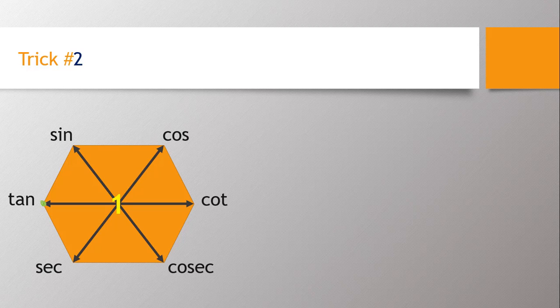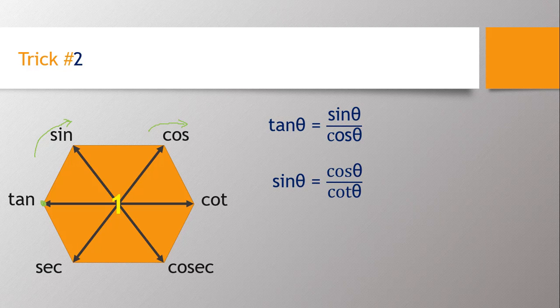Now it's time to learn other trigonometric identities. Going in clockwise direction and starting with tan, we get the identity tan theta is equal to sin theta over cos theta. That is, first function is equal to second by third. Similarly, we can write sin theta is equal to cos theta by cot theta. First function is equal to second by third.